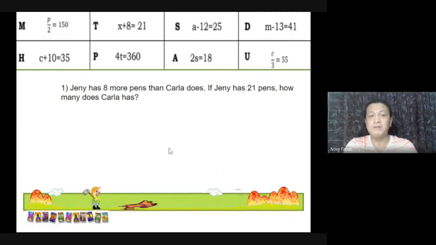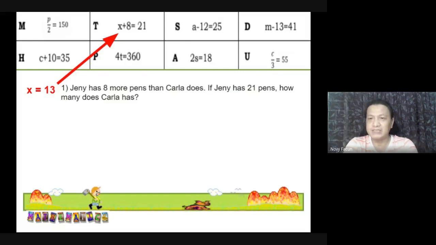So we have number one problem. Jenny has 8 more pens than Carla does. If Jenny has 21 pens, how many does Carla have? So kailangan natin i-apply yung steps natin kanina na binasa. If you're going to analyze, you're going to choose which among these equations represents this problem. So that is x plus 8 is equal to 21. And then, what is the value of x here? And that is 13. Diba?